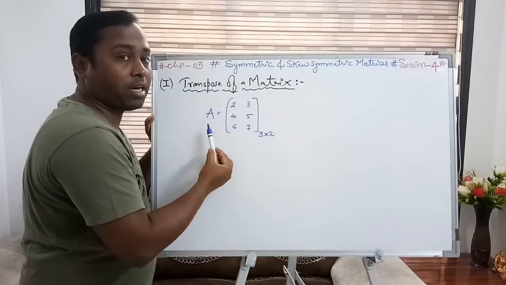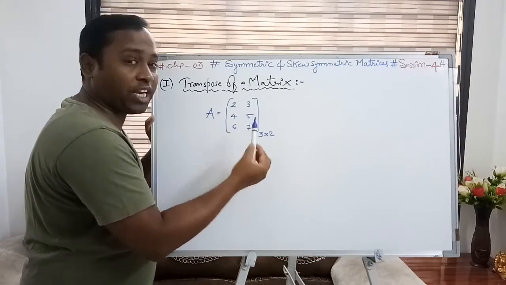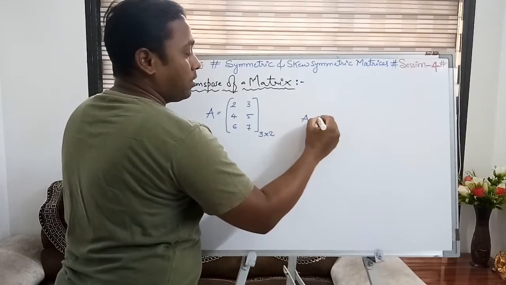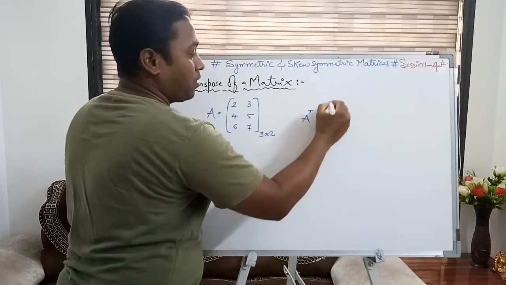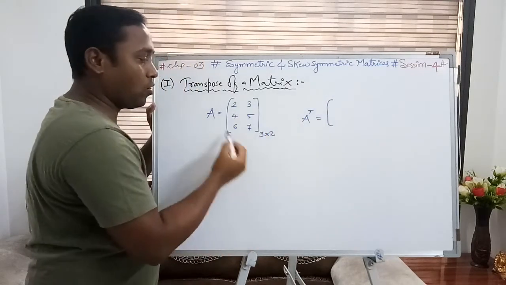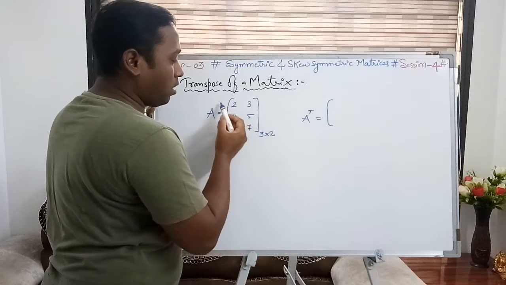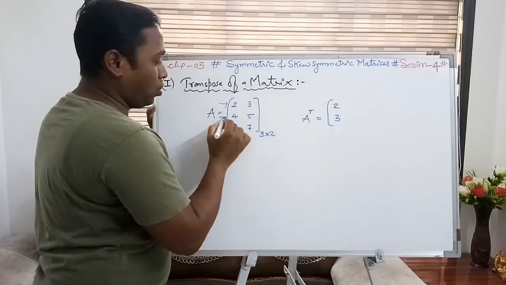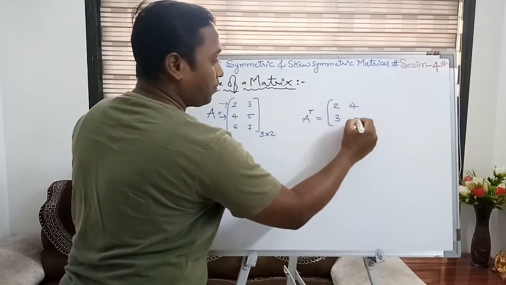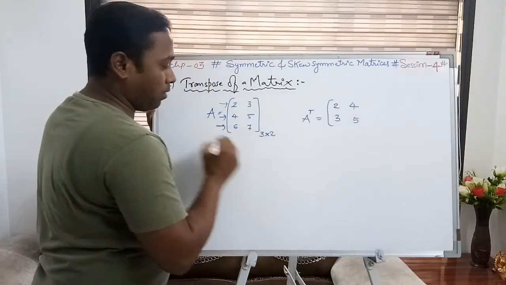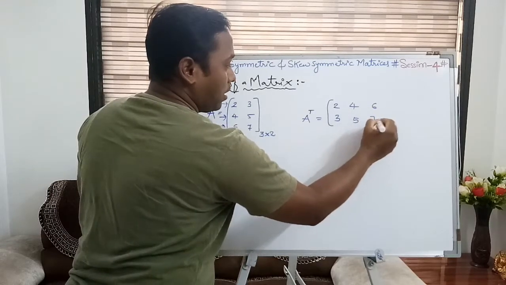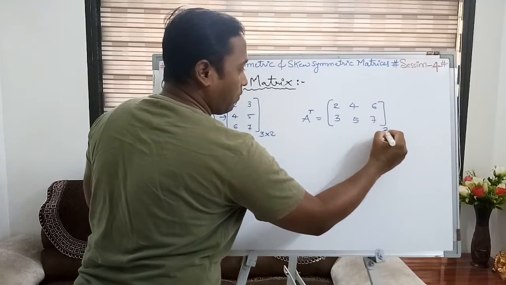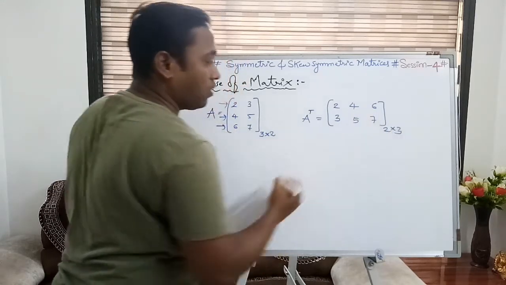If the rows and columns of a given matrix are interchanged, ultimately row 1 becomes column 1, row 2 becomes column 2, row 3 becomes column 3. So after interchanging, you may observe that the order also reverses: 2 rows and 3 columns.